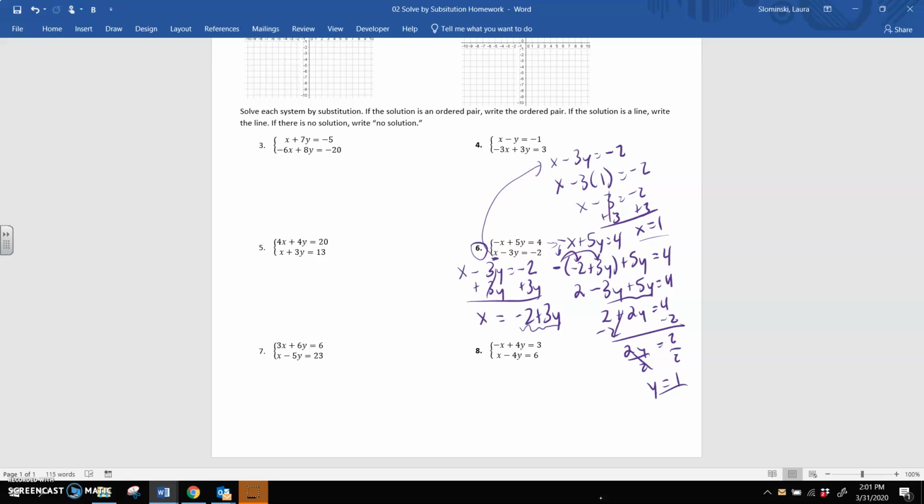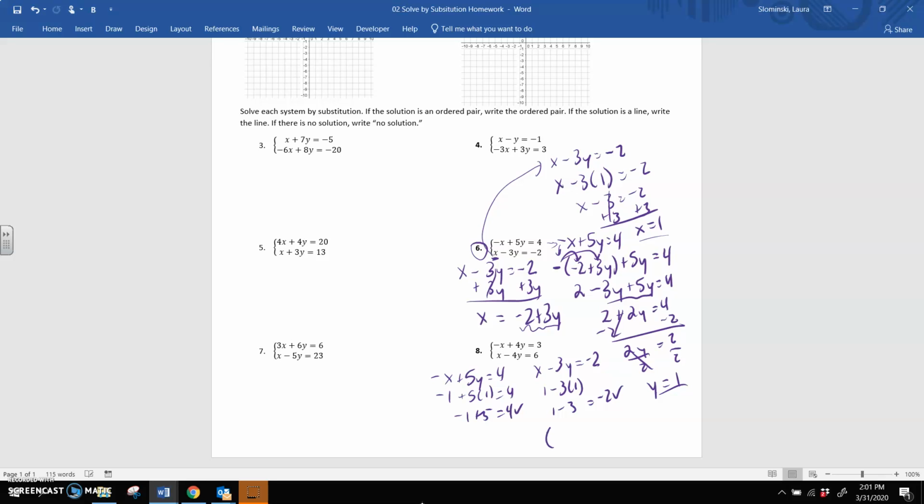But now I need to check it. If I'm going to check it, I would need to check that ordered pair back in both equations. Okay, so at the bottom here, I can check it if I would like to. I have -x plus 5y equals 4, so -1 plus 5 times 1 should equal 4. -1 plus 5 is in fact 4, works in the first equation. And then I had x minus 3y should equal -2. 1 minus 3 times 1, 1 minus 3 does in fact equal -2.